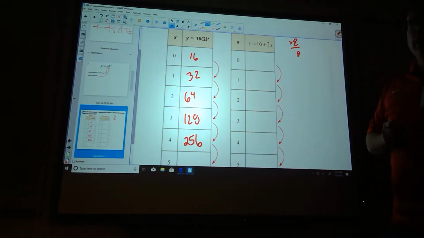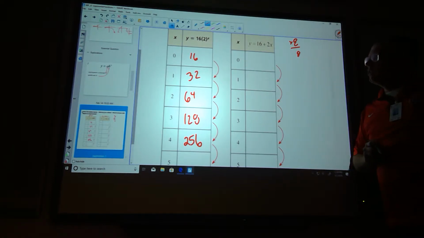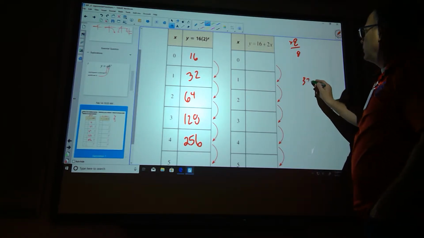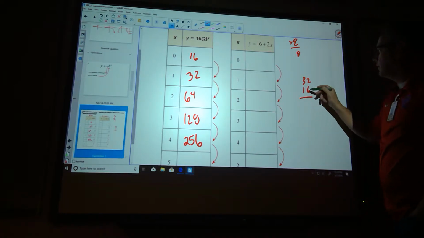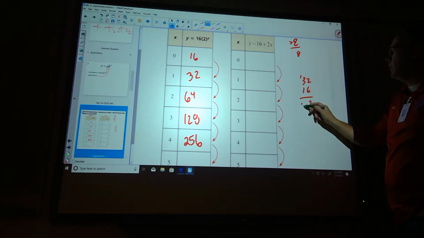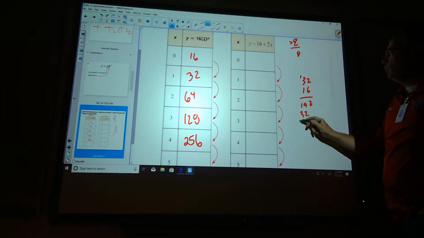If I plug 5 in, I get 2 to the fifth, which is 2 times 2 times 2 times 2 times 2. So 2, 4, 8, 16, 32. 32 times 16, I don't know. Maybe I could do that. So that's going to be 12, carry the 1, 18, 19, 3, 2, 2, 1. Oh, 512, okay.